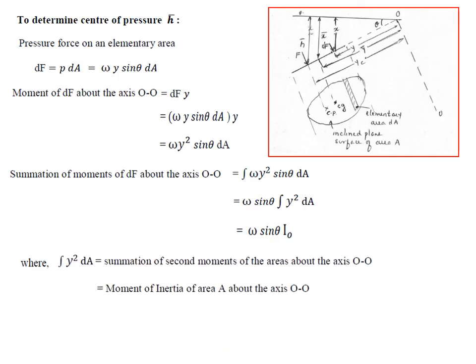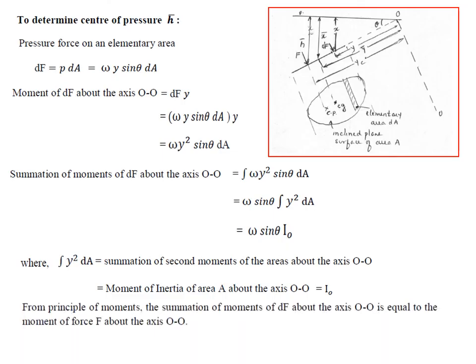So it is nothing but, as we have studied in engineering mechanics, I naught. What is I naught? Why do we say I naught? Because it is axis O or IO. Instead of Ig, we say I naught, because it is not about the free surface, it is about the axis O.